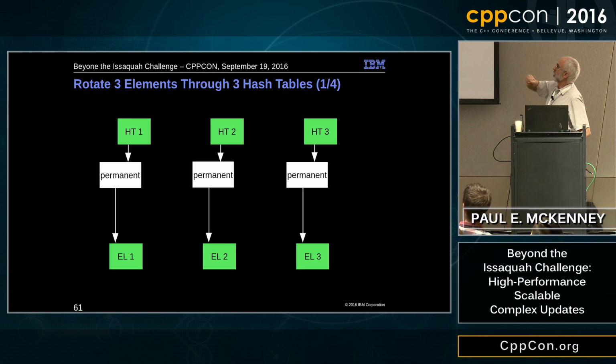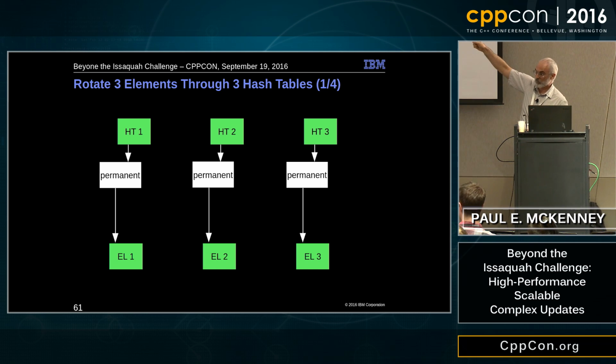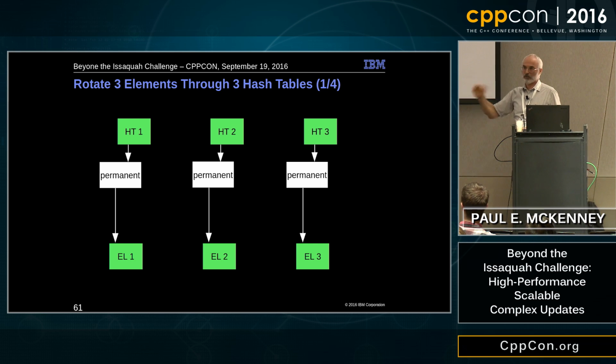So we're going to start off with rotating elements through hash tables. First off, we have element 1 in hash table 1, element 2 in hash table 2, element 3 in hash table 2, and we're going to rotate them. When we get done, element 2 is going to be in hash table 1, element 3 is going to be in hash table 2, and element 1 is going to be in hash table 3. And we're doing that atomically. It's going to happen all at once as far as the readers are concerned.